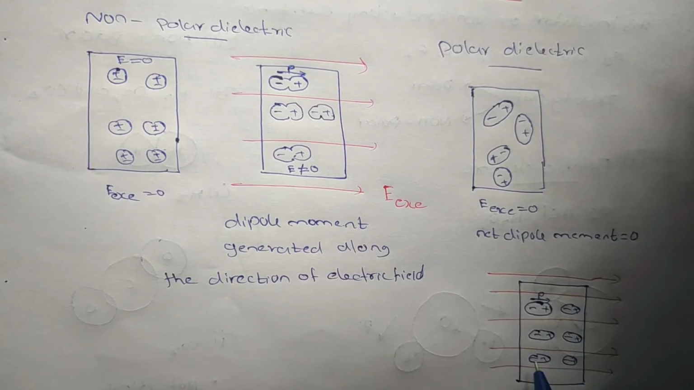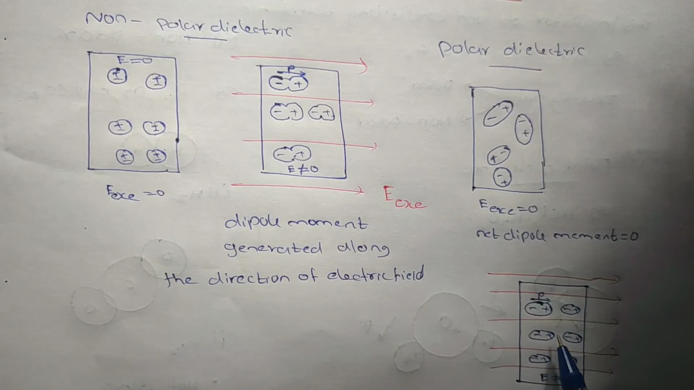Okay, what about these dipoles? They form an electric field in which direction? In this opposite direction. The external electric field is in this direction, so there is an electric field. But the internally generated electric field is not of equal amount, so there is a net electric field inside, not equal to 0. Clear? This is the case of a polar dielectric.